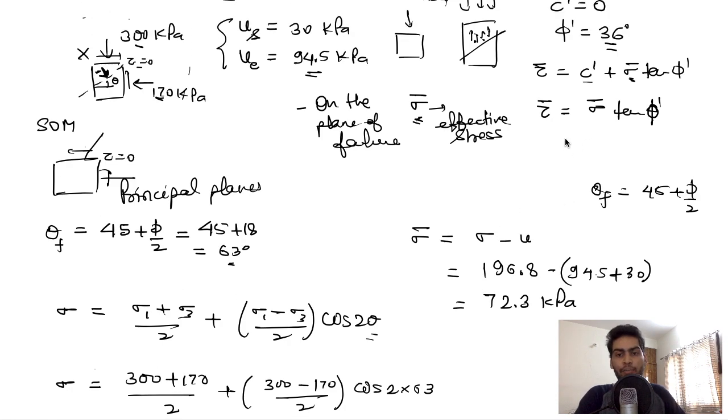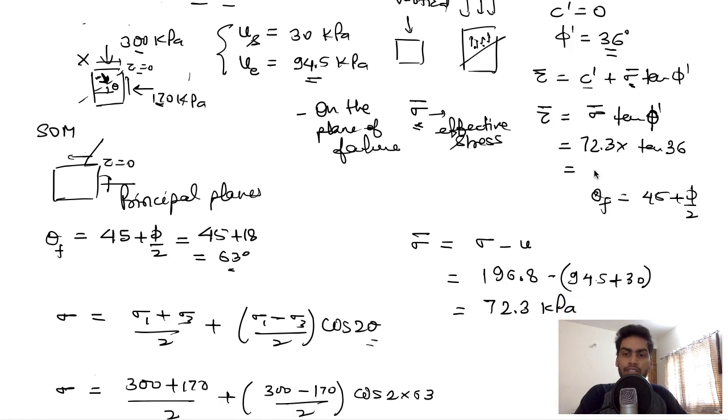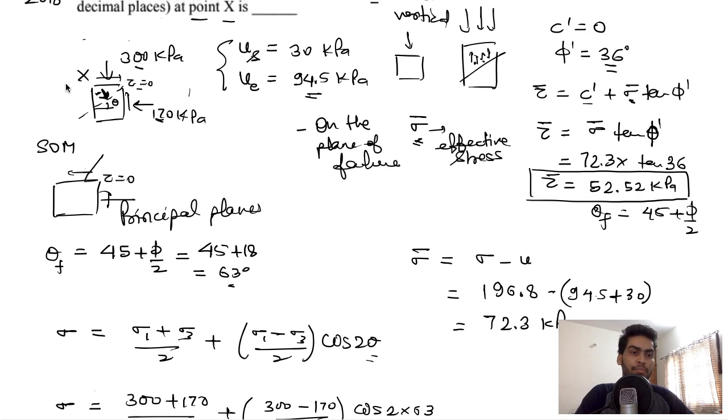Now we have obtained the value of sigma dash. We just have to put this value of sigma dash in this formula. So that is 72.3 times tan 36, that is a value of 0.7265. If you solve this, it comes out as 52.52 kPa, and that is the required value of shear strength of this soil at this particular point X.